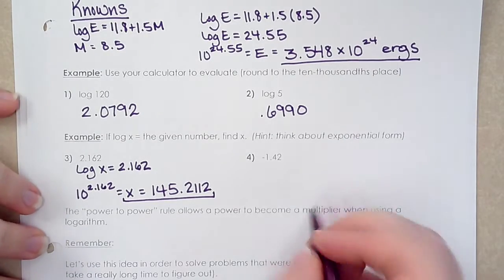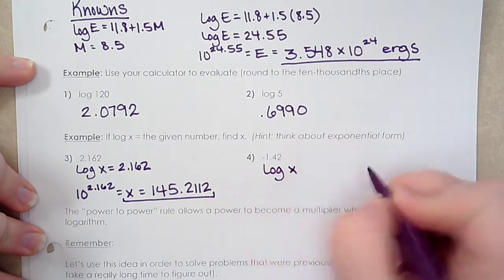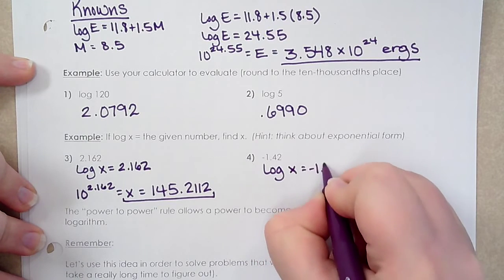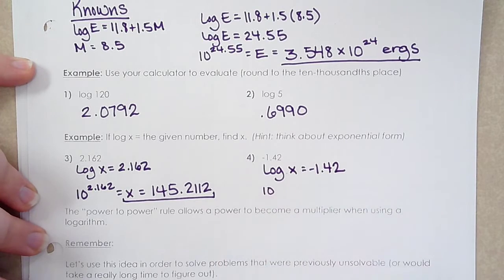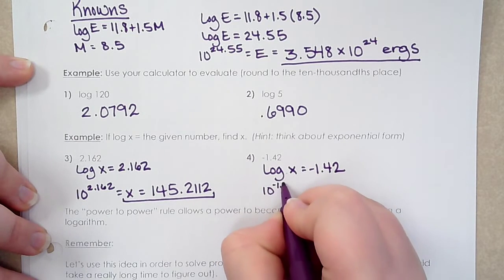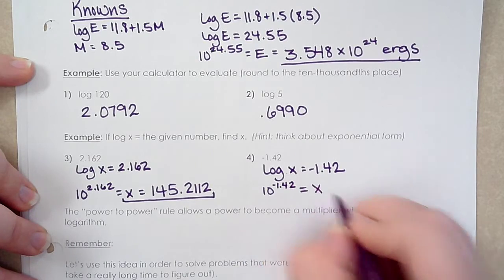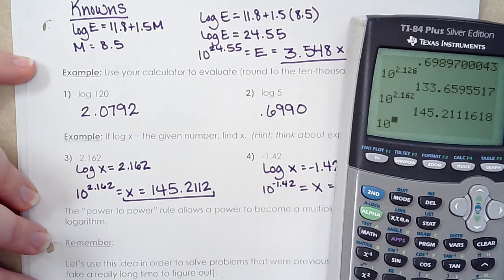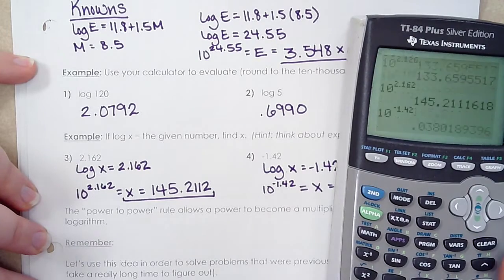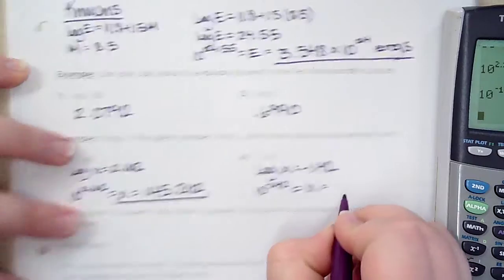All right, let's do the same thing here. I use a common log. Say log of x is equal to negative 1.42. I know that my base is 10, and I raise it to the negative 1.42 power. I'm going to put that into my calculator, and when I do, I get 0.0380.